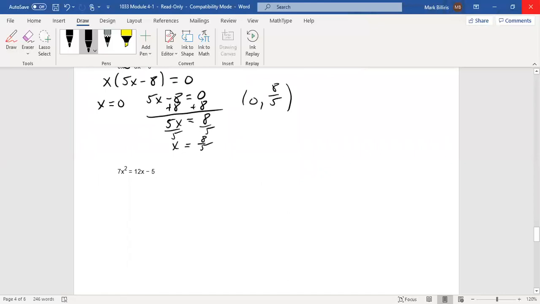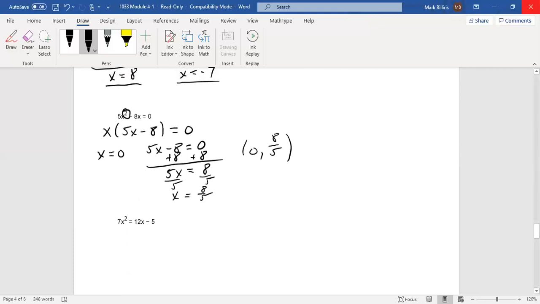Next problem, 7x squared equals 12x minus 5. So remember, your first step is to set the equation to 0. So I need to move the 12x and the negative 5 from the right-hand side to the left-hand side. The easiest way to do it is to take the opposite. On the right-hand side, the 12x is positive, so when I move it to the left-hand side, it becomes negative. The 5 is negative on the right-hand side, so when I move it over to the left-hand side, it becomes positive. So now I have 7x squared minus 12x plus 5. I know I'm going to have 2 possible solutions.